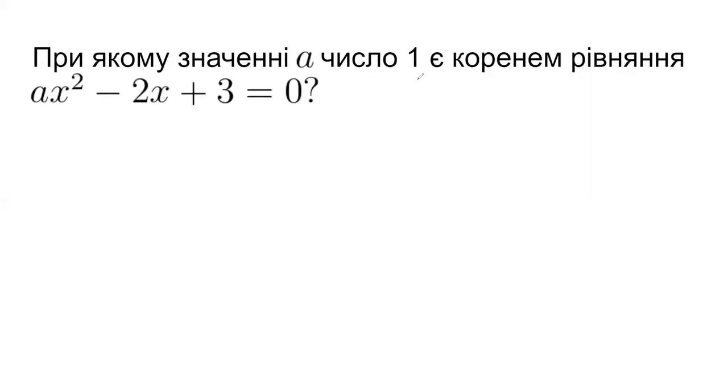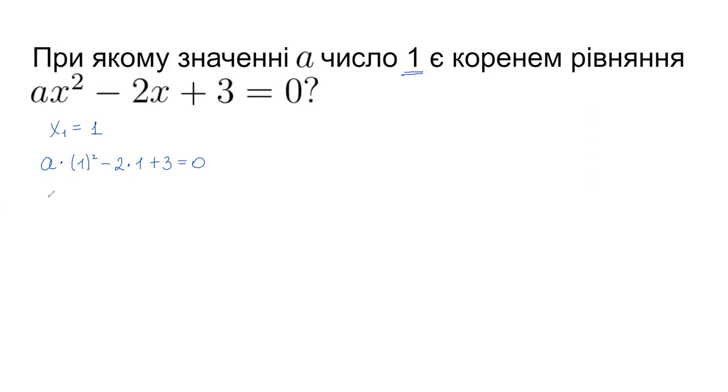Next problem, we need to find what should be the value of a, so that 1 is one root of your equation ax squared minus 2x plus 3 equals 0. So this means that x1 equals 1. It's your one root. So how to solve it? Let's plug it in. x equals 1 in your equation. Try to do it. So we have a times 1 squared, yeah? Let's see next. Minus 2 times 1 and plus 3 equals 0.